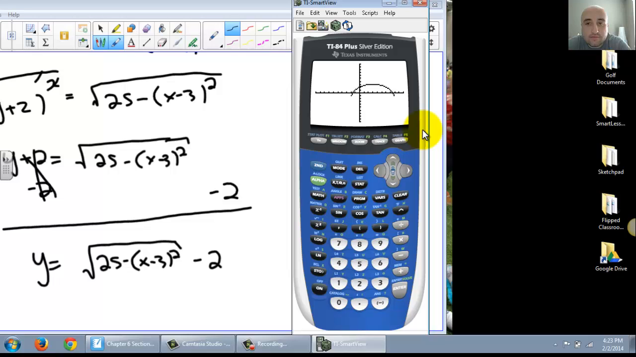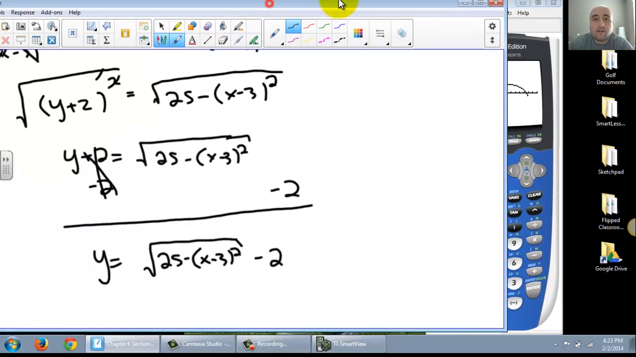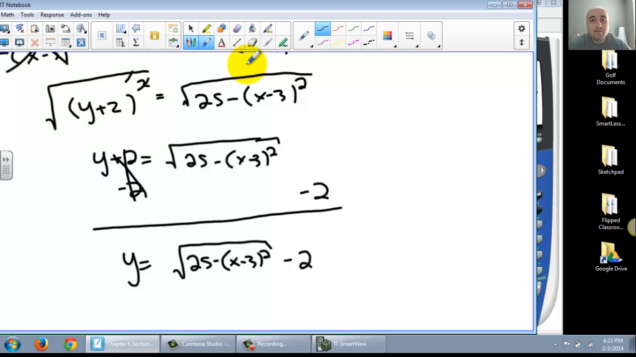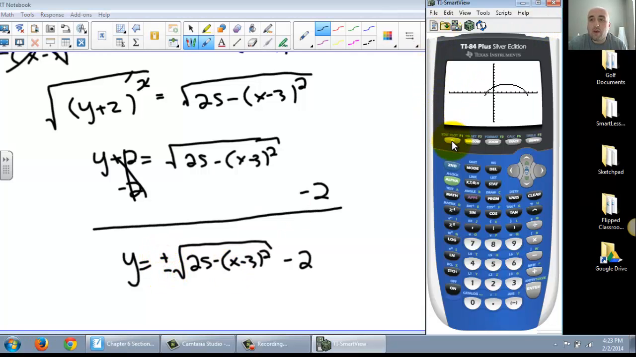All right, so what do you notice? Okay, we have a problem. We only have half of my circle. What did we forget to do in the actual problem? Okay, if you go back here, anytime you take a square root, you have to use the positive and negative. So if you notice here, I only used the positive version. So I have to do the exact same equation, but I have to do the negative version of it.